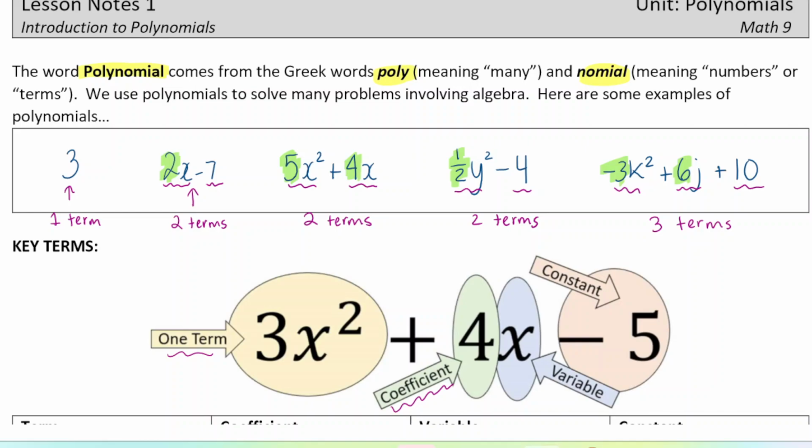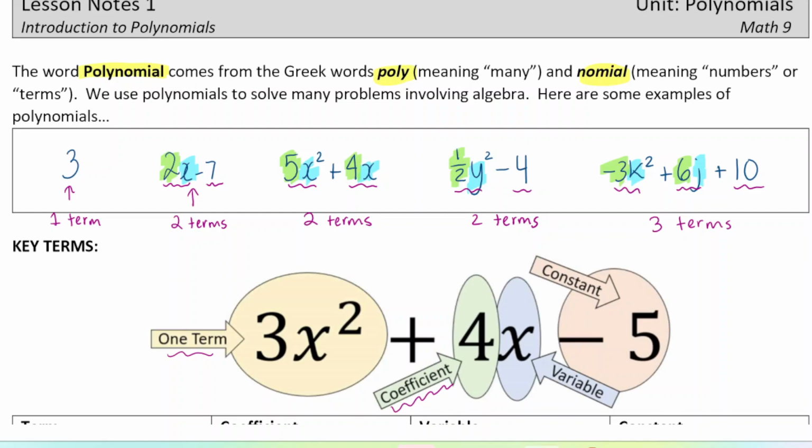Next, we have our variables, which I've been talking about this whole time. The first polynomial here doesn't have any variables. This one has the variable x. This one has variable x. This one has the variable y. This one has 2 variables, k and j. And those variables could have exponents on them or not.